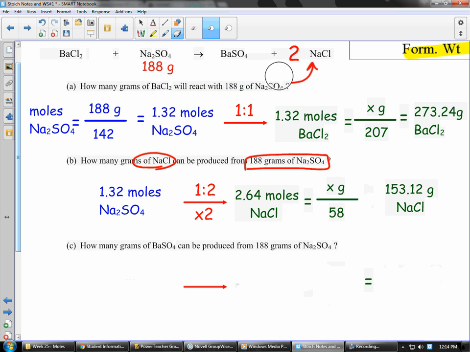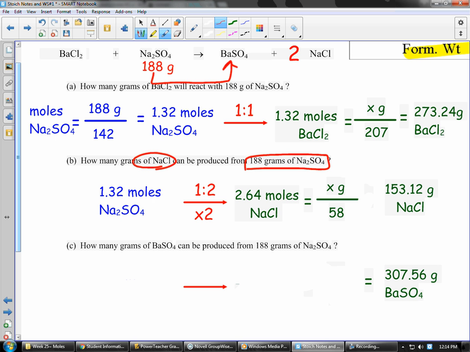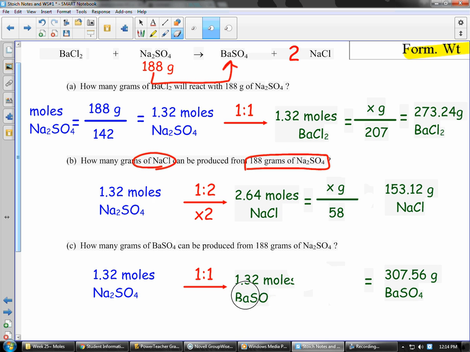So we're going to do this last one. Hopefully you get 307.56 grams. We are going from sodium sulfate to barium sulfate. We start with the same amount, my 1.32 moles. That is a 1 to 1 ratio, so I have the same amount of barium sulfate. Moles equal mass over the formula weight of barium sulfate, which is 233. Multiplied by 1.32 gets you your 307.56.